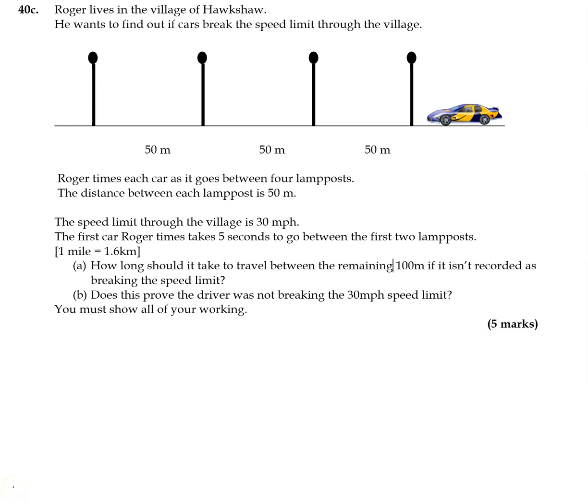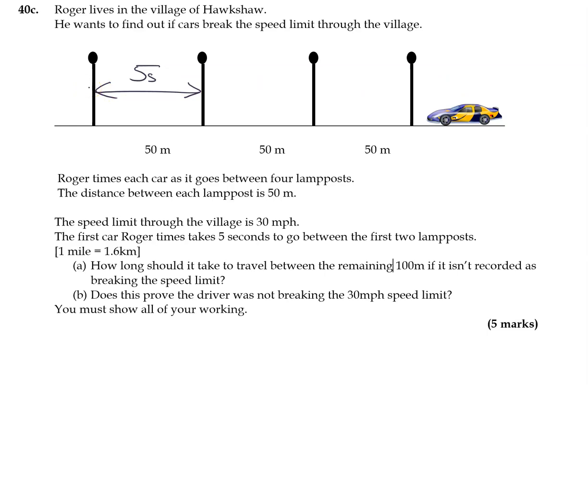Roger lives in the village of Hawkshaw and he's trying to assess whether cars are breaking the speed limit through the village. He times each car, and we know the distance is 50 metres. The speed limit is 30 miles an hour. Now, the first car takes 5 seconds to go between there and there. And we want to know how long the car has to travel the remaining 100 metres in order to keep within the speed limit.